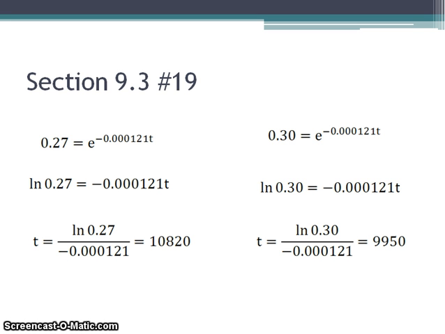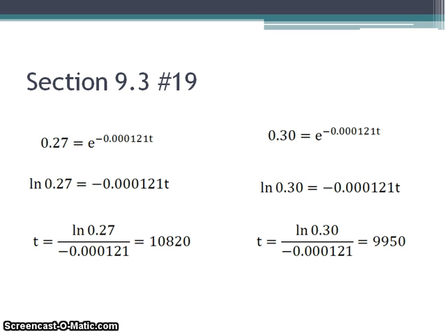0.000121 t. And in order to get rid of e, you take the natural logarithm on both sides, which gives you ln of 0.27 equals negative 0.000121 t. And you solve for t, which is time. So t equals ln of 0.27 over negative 0.000121, which is 10,820.